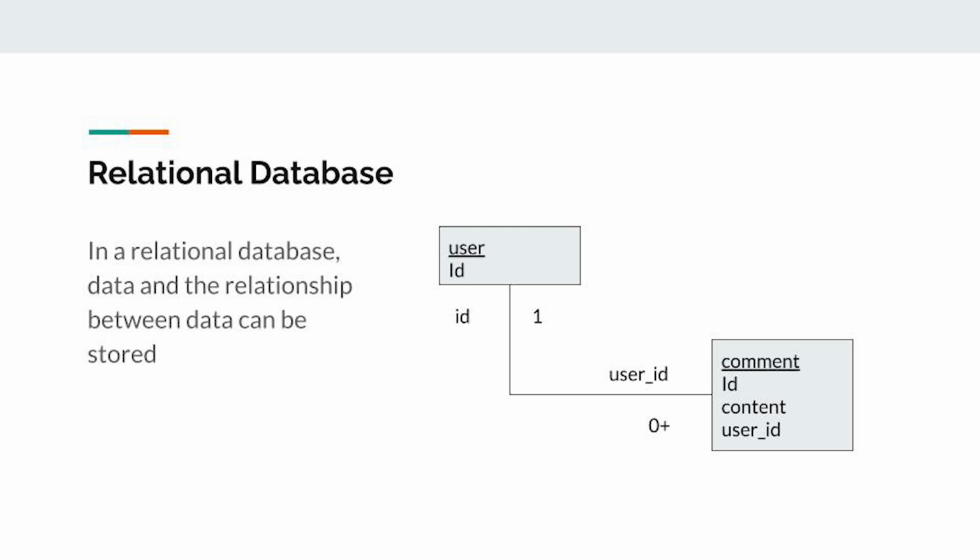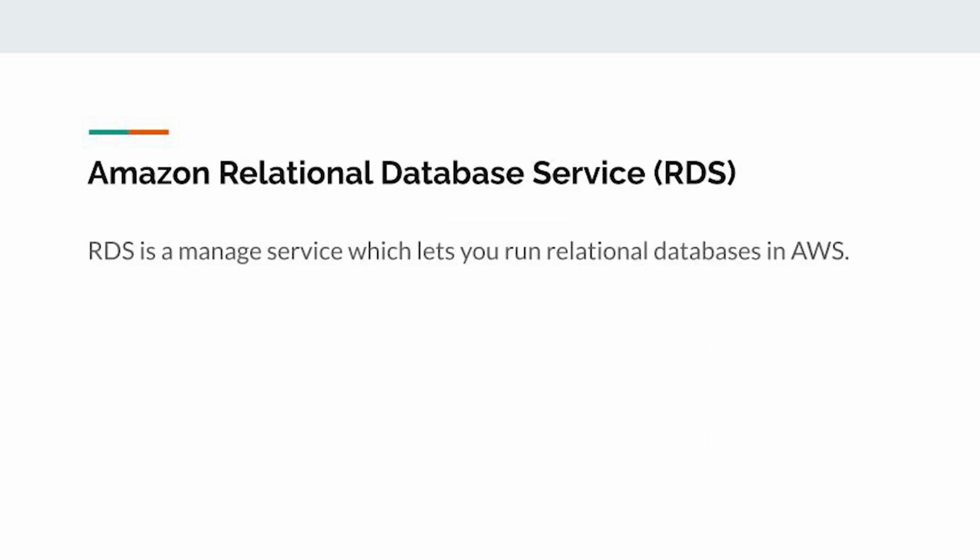For example, in a commenting system, there is user data and user comments. Users are stored in the user table. Comments are stored in the comment table. The relationship between users and comments are defined by the user ID foreign key column of the comment table. In relational databases, structured query language (SQL) is used for data definitions and manipulations.